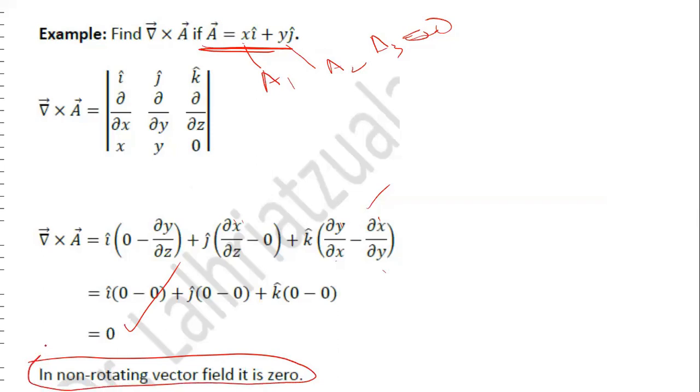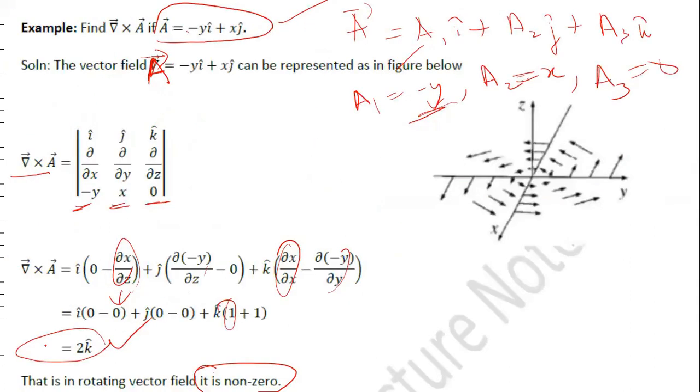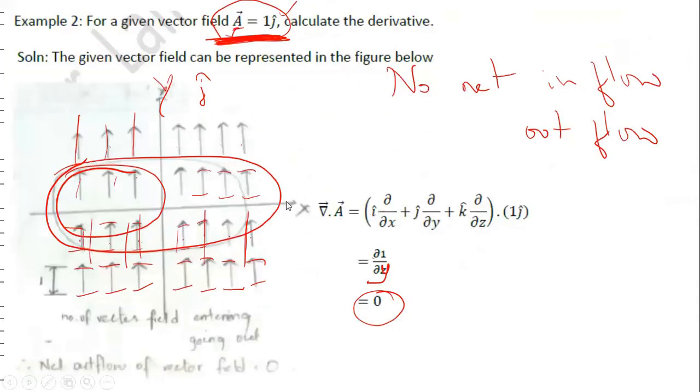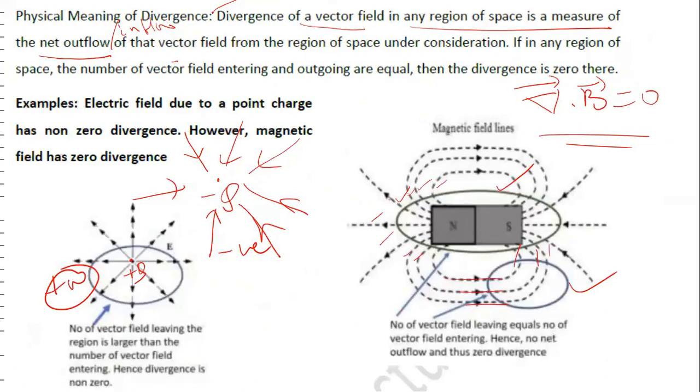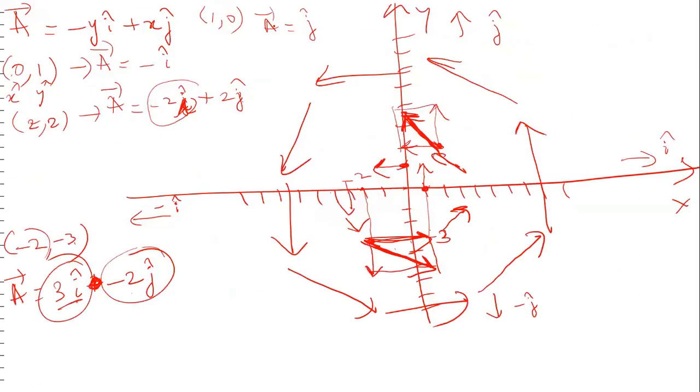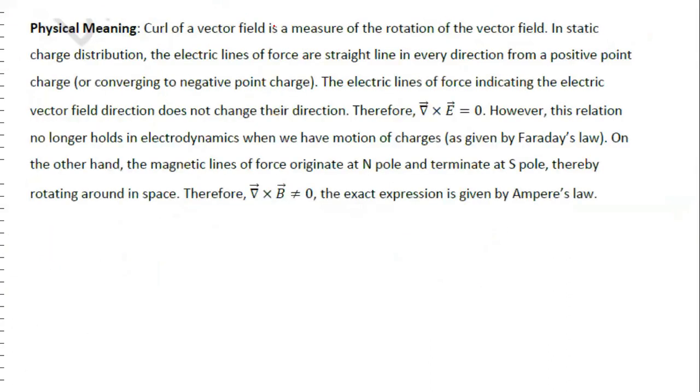If the vector field is not rotating, if the vector field is just a straight line, or if the vector field is not rotation, this will be 0. Right. So where is another example? We have given you another example over here, right? This was an example. The vector we consider here is A vector equal to 1j. Let us take the curl of that vector.